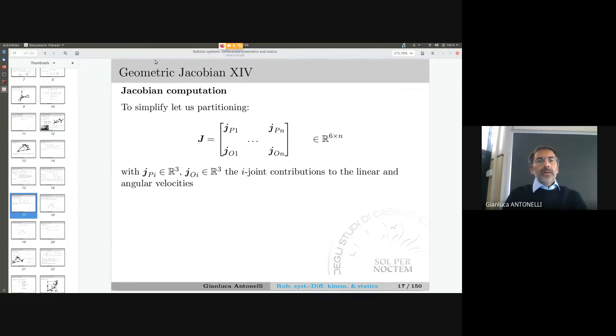Now, we are almost able to go into the details of the Jacobian, but first I would like to better understand the meaning of the columns of the Jacobian. Okay, this will be useful in order to better understand how we compute the Jacobian.